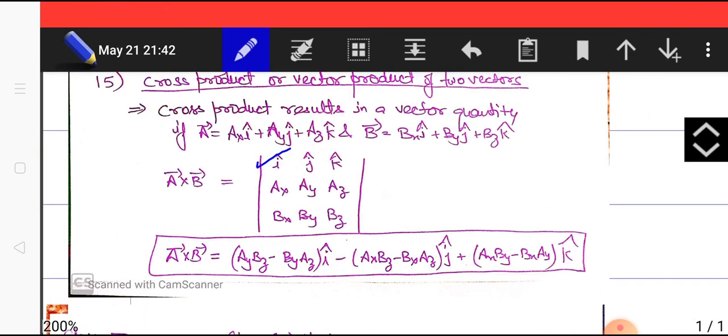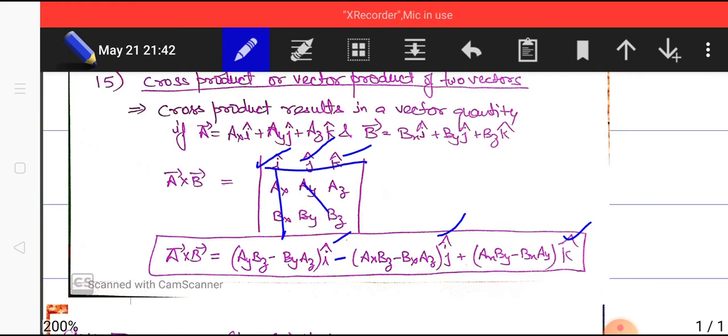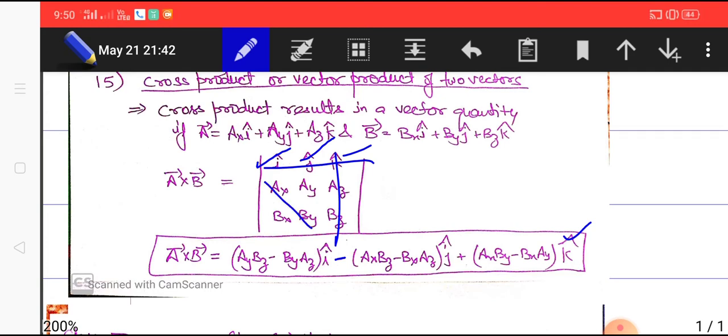i is always positive, j is always negative, and k is again positive. Then you do this thing: hide the column and write the cross multiplication in this order only, first product minus second. Similarly, then you will hide the j column, you will write ax bz minus bx az, then you will hide the k column and you will write ax by minus bx ay.